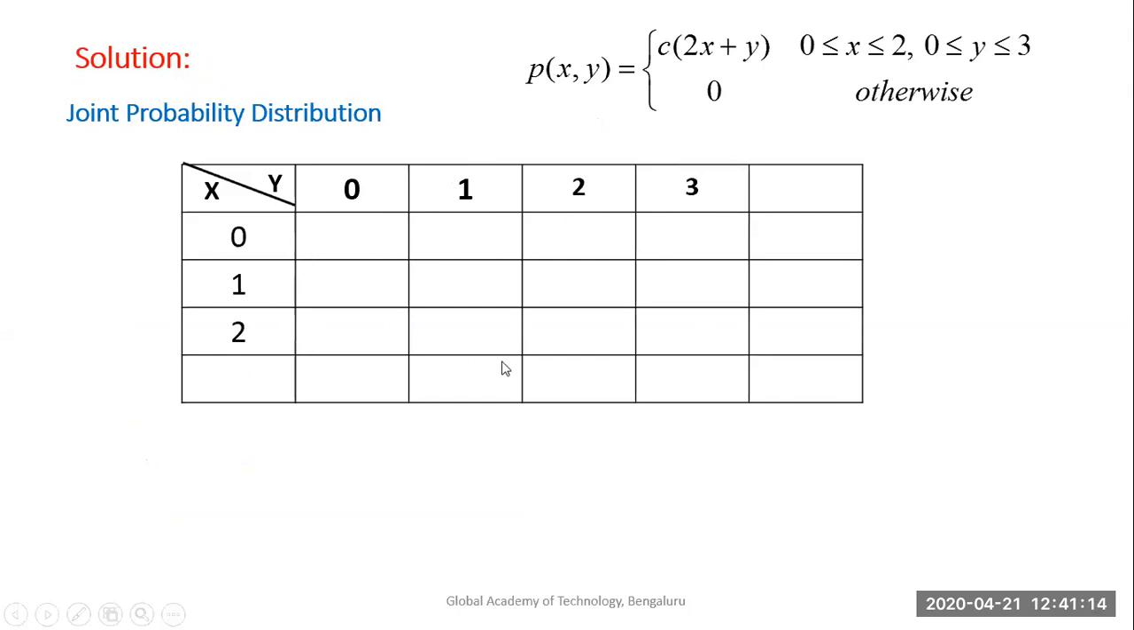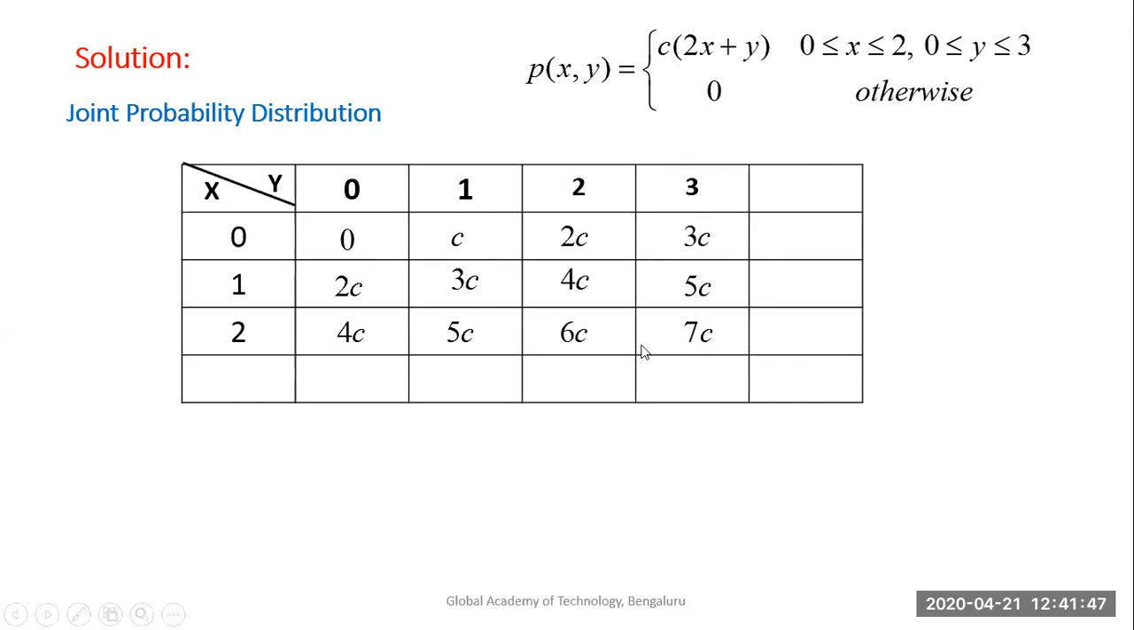Now to get these joint probabilities, put x equal to 0, y equal to 0 here, we get 2 into 0 plus 0 into c, we get 0. Put x is equal to 0, y is equal to 1, we get 2 into 0 plus 1 into c. Substitute x equal to 0, y is equal to 2, you get 0 plus 2 into c. So similarly we get for all the values here by substituting x and the corresponding value of y in this function. So this is a joint probability distribution.